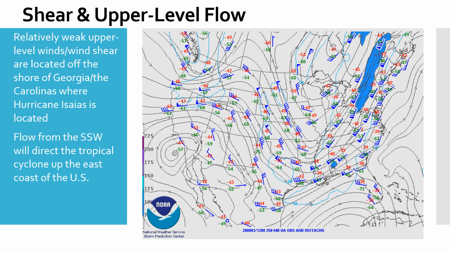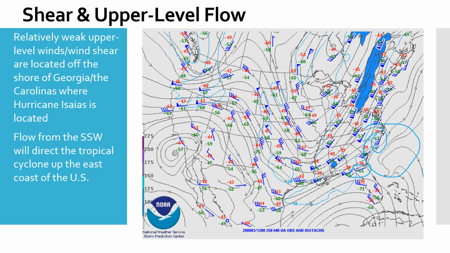Next, let's look at our shear and our upper level flow. We can see that in the general vicinity of our storm, which remember is off the coast of the southeast United States, the shear values are relatively low. We have just a 10 knot shear near Jacksonville and just about 30 knots shear near the coast of North Carolina. And these relatively weak upper level winds, which essentially indicate our wind shear, are going to be fairly favorable for our tropical cyclone, which in this case is Hurricane Isaias.